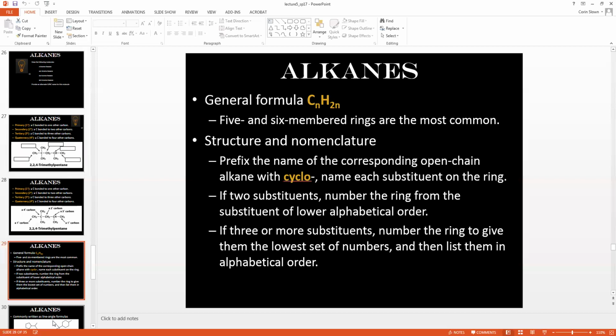So the general formula for alkanes is CnH2n+2, and for cycloalkanes it's CnH2n. Five- and 6-membered rings are the most common. These compounds lose 2 hydrogens, right? If they're in ring form, the name is the corresponding open-chain alkane with cyclo, then the name of each substituent on the ring. If there are 2 substituents, then we number the ring from the substituent of lower alphabetical order. And if there are 3 or more substituents, we number the ring to give them the lowest possible set of numbers, and then we list them in alphabetical order.